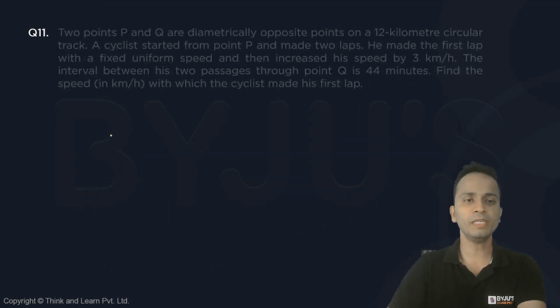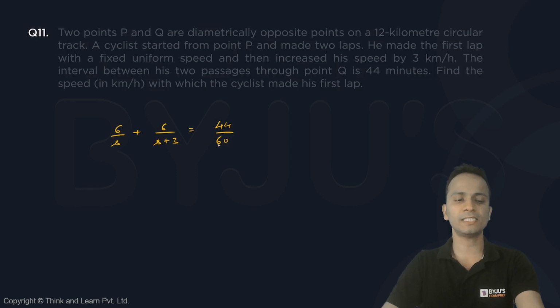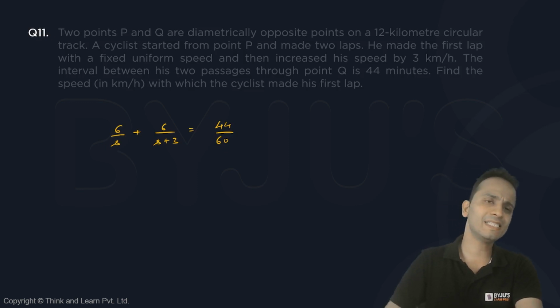So the equation will be 6 upon s plus 6 upon s plus 3 is equal to the time taken, 44 minutes. I'll convert it to hours by dividing it by 60, so 44 divided by 60. This will be the equation that we'll form. Now you can simplify it, take LCM on the left hand side, do cross multiplication.